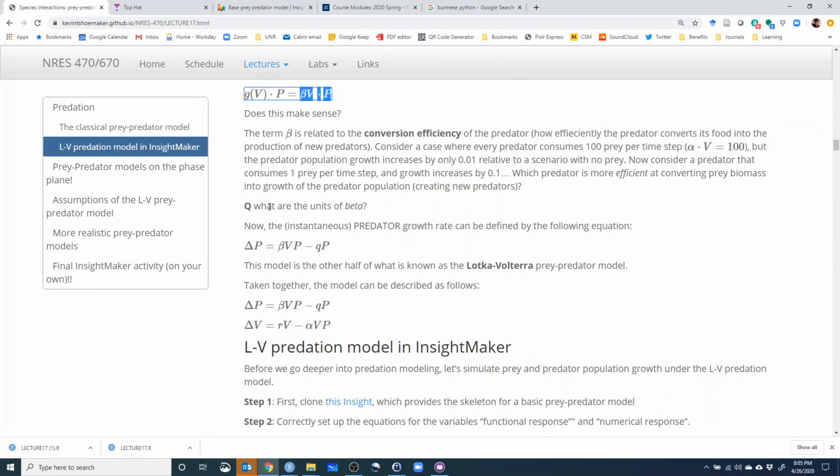So you can ask the question, what are the units of beta? Just like you can ask the question, what are the units of alpha? I didn't mention this earlier, but there is a Top Hat question that asks you, what are the units of alpha in the functional response in the Lotka-Volterra prey-predator model? So when you have a moment, you might want to pause the video and answer that question on Top Hat.